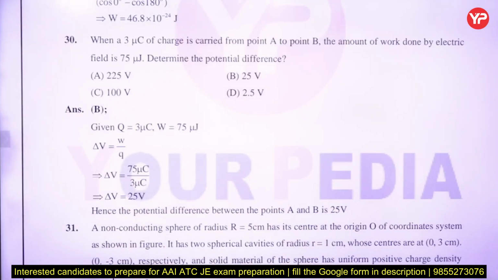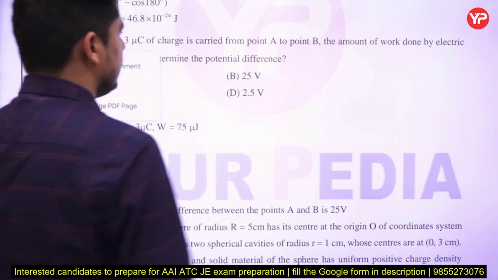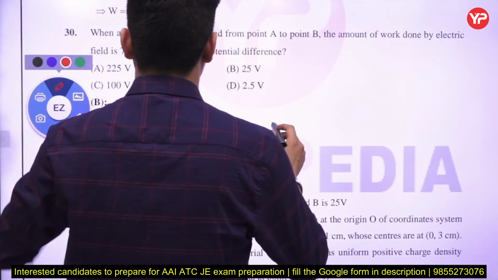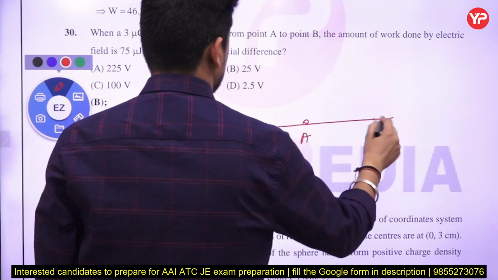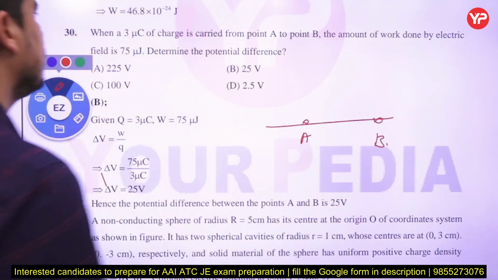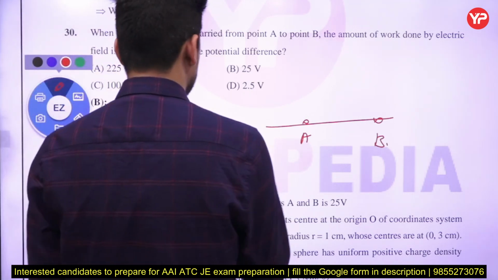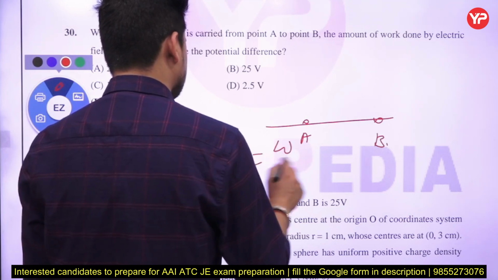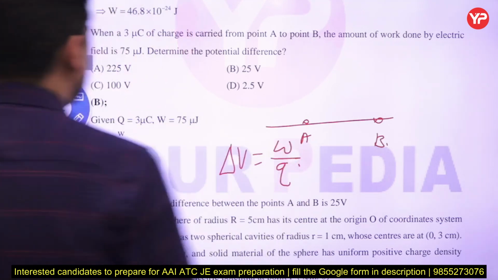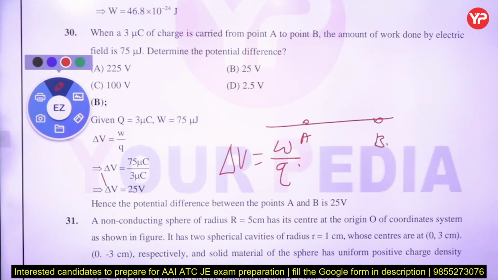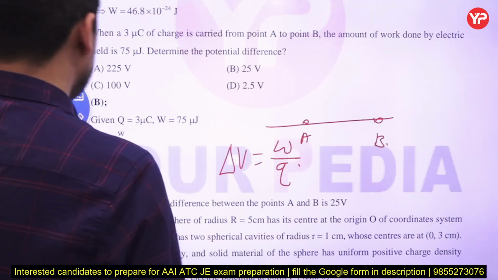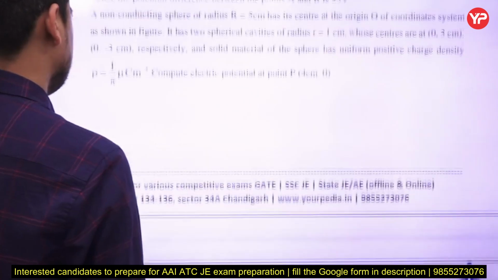Next, a 3 microcoulomb charge is carried by a point, and you have carried it from point A to point B. Let us take here, this is point A, this is point B. If we have carried a 3 microcoulomb charge from A to B, the amount of work done by the electric field is that much. Determine the potential. See, the potential is always equal to the work done per unit charge. Just plug in the values. Work done is given to you, charge is given to you, right, and you will directly calculate the change in potential, or you can say the potential difference, right.